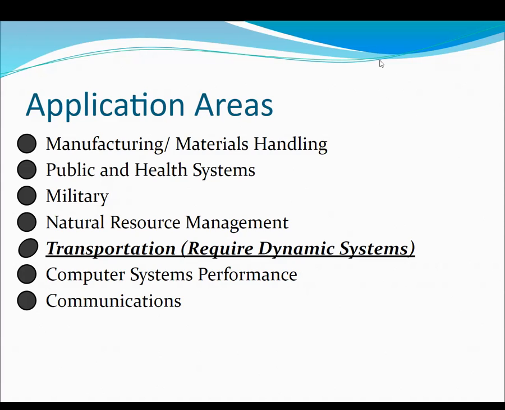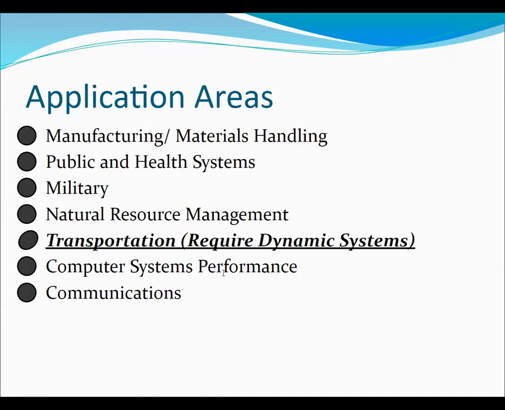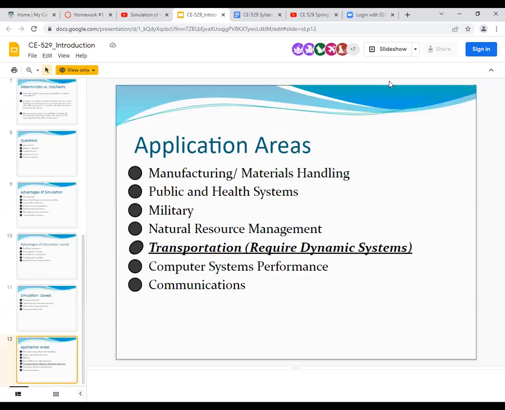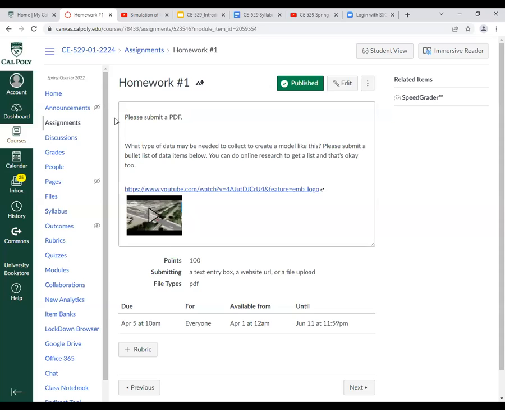So one thing that I want you to think about, and this is sort of your homework number one here, is that if you go back here, so I showed you that model, right? The simulation model for the Cal Poly campus. What I want you to do is think about what type of data do you think might be needed to create a model like this.